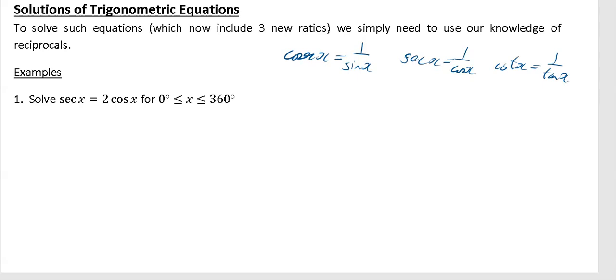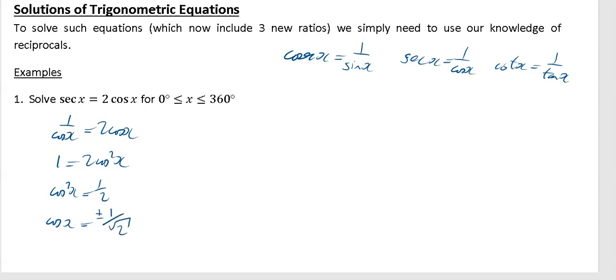So for the first one, we've got sec x and cot. So they're two different trig functions, really. What I'm going to do is rewrite my sec x as 1 over cos x is equal to 2 cos x. And then I'm going to multiply across. So 1 is equal to 2 cos squared x, which means cos squared x is equal to a half. So cos x would be equal to plus or minus the square root of 1 over 1/2. The square root of 1 is 1, the square root of a half is 1 over root 2.